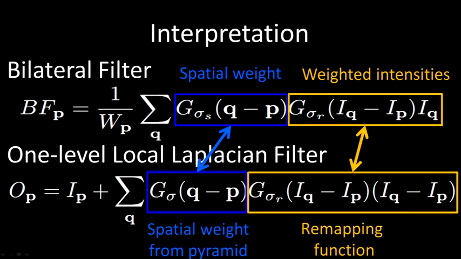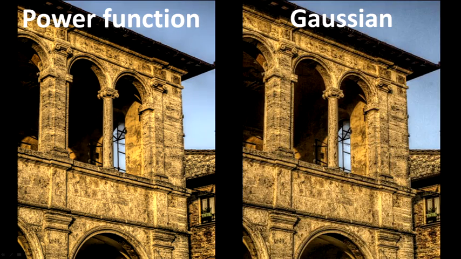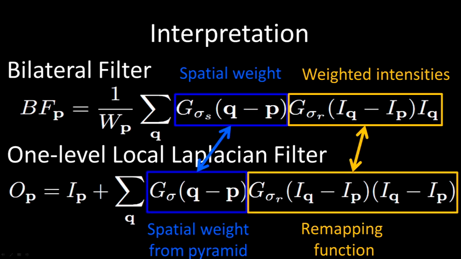We can make this equation even more similar if we define a remapping function with a Gaussian. Even if this function is different from the one introduced in the original paper, which was defined by power functions, it is very similar. And it gives visually very similar results, as you can see here. The equations are still difficult to compare because of this term, IP, in the equation of the one-level local Laplacian pyramid.